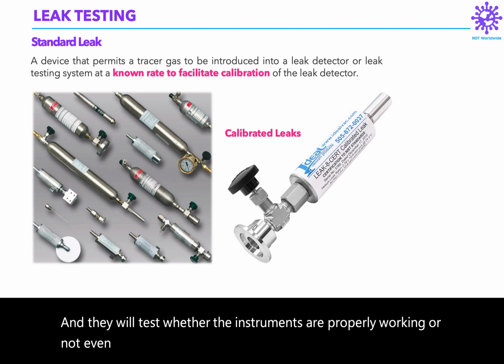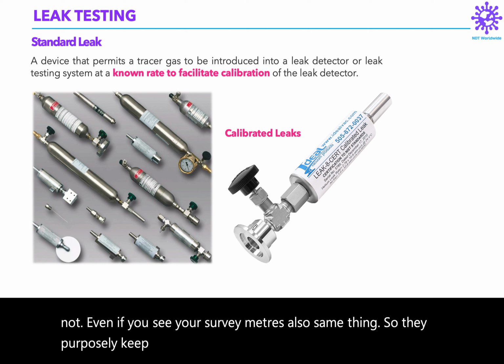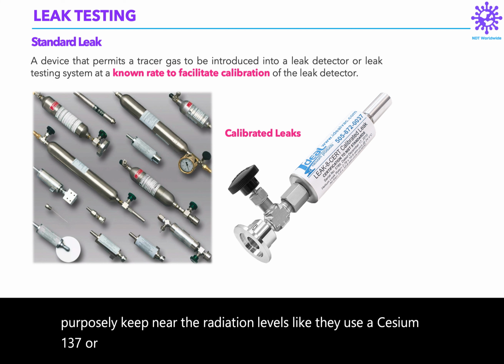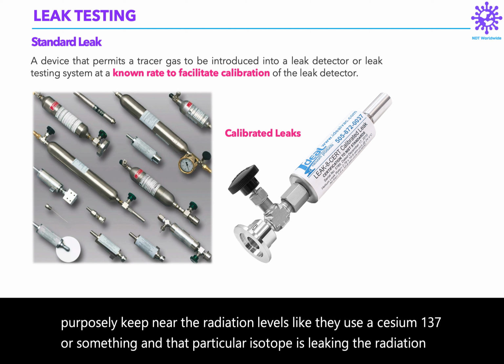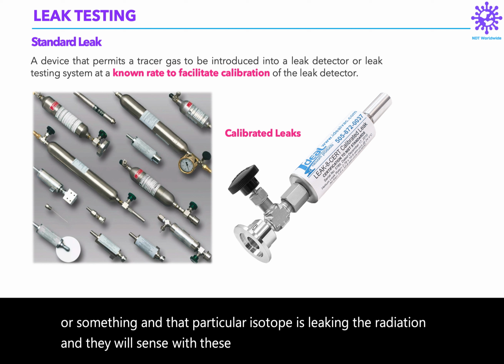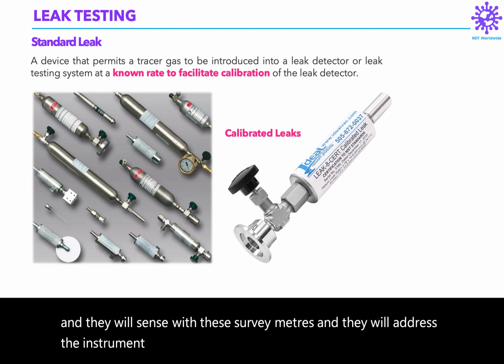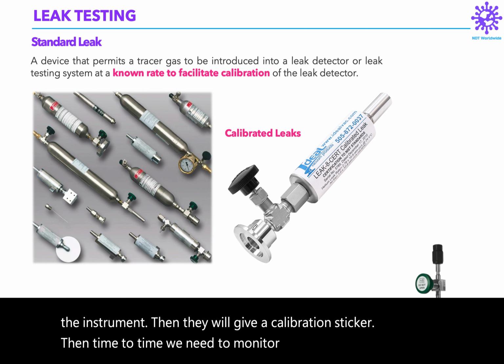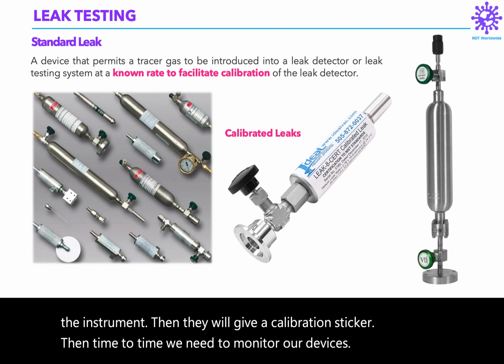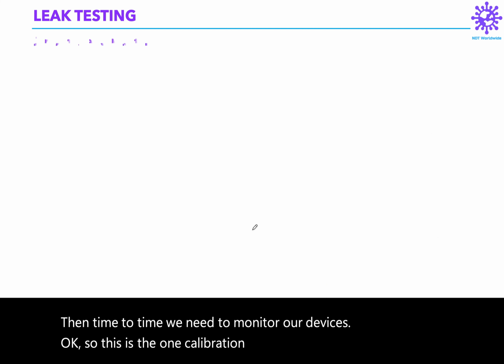Even your survey meters are the same thing. They purposely keep a source near the radiation levels, using cesium 137 or something, and that particular isotope leaks radiation, and they sense it with these survey meters. They adjust the instrument, then give a calibration sticker. Then from time to time we need to monitor our devices. Okay, so this is the one, calibration standards.